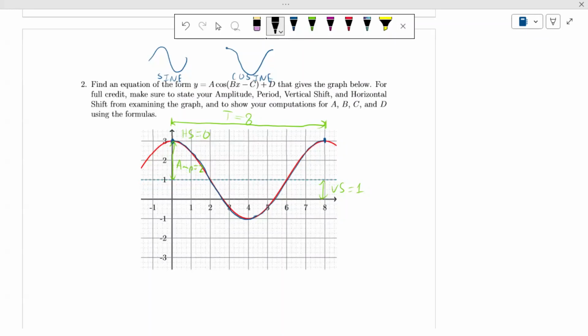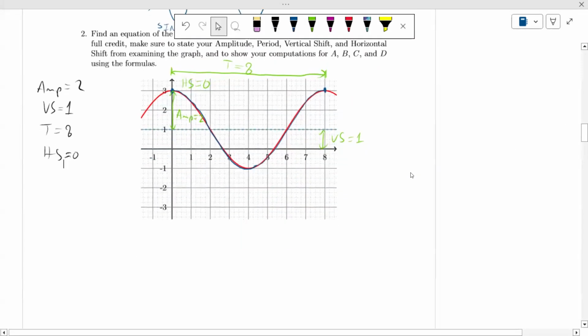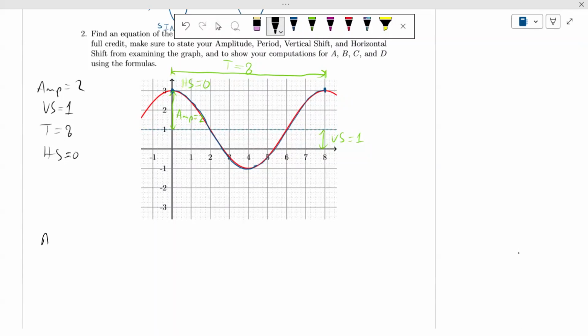So when you show your work on the test, you could write it on the graph like I did, or you could just write it off to the side over here. Amplitude equals 2, vertical shift equals 1, period equals 8, and horizontal shift equals 0. You can write it on either place, basically. But now that I have that, I can do our formulas, which are the exact same formulas as they were for sine. So the amplitude is still the absolute value of A.